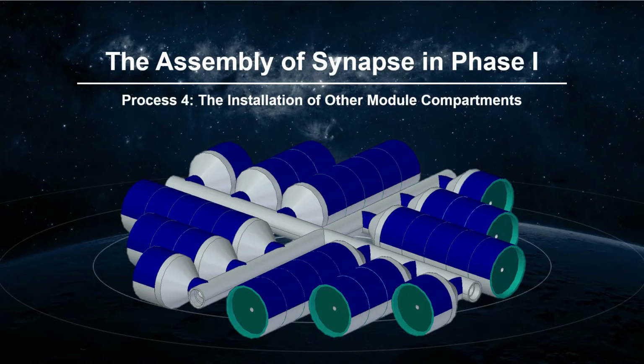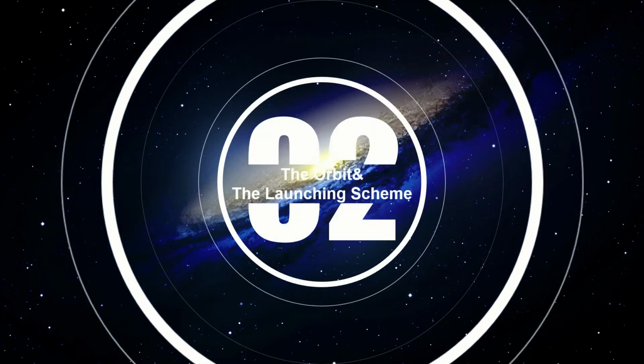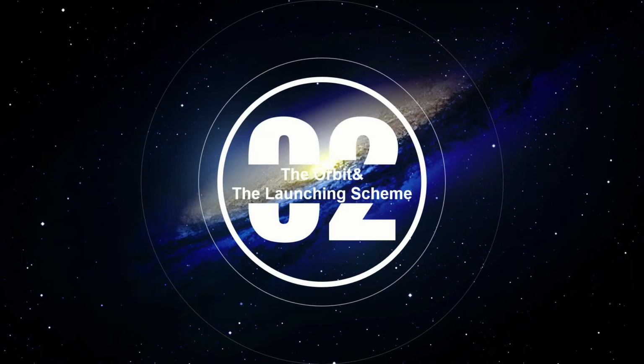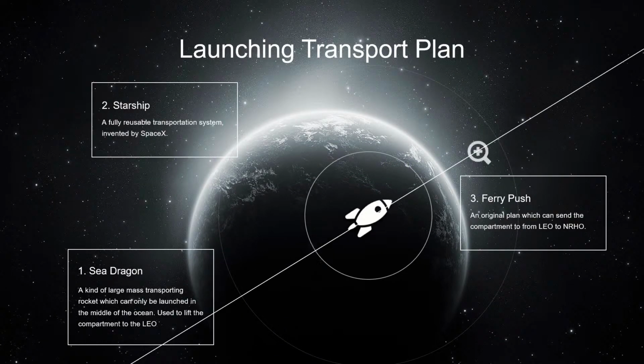Launching such an enormous space city to NRHO orbit does need some processes. We decided to use the Sea Dragon Starship Ferropush Association plan. Sea Dragon is designed by Robert Truax, while the Starship is developed by SpaceX. Ferropush is an original thruster concept that could boost cabins and accelerate them to the NRHO orbit. The whole plan aimed at the maximum amount of reuse and the choice of the most economic rocket. By that, the whole plan is theoretically realizable.